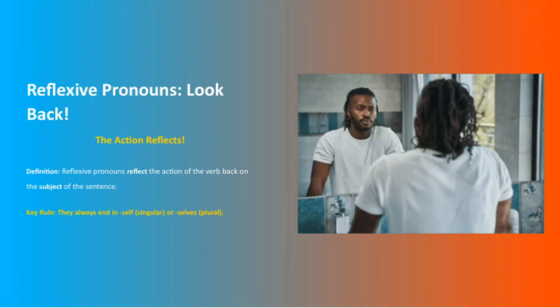Let's take a closer look at the key rule here. Reflexive pronouns always end in self for singular and selves for plural. It's a simple pattern, but an important one to remember. Now, what exactly are reflexive pronouns?